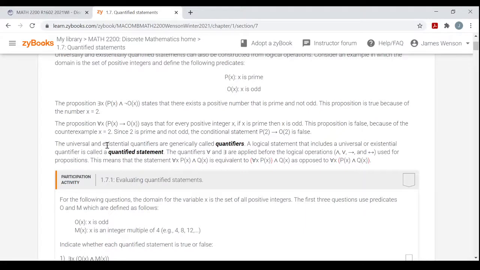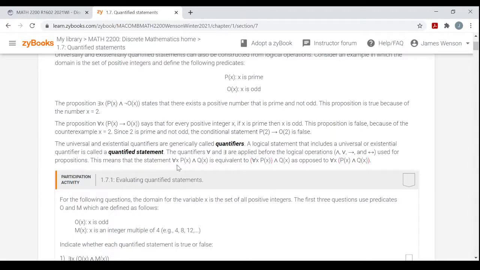Alright, so the universal and existential quantifiers are generically called quantifiers. So simple, right? Just when you hear the word quantifier, you're going to see this upside down A or this backwards E symbol. There exists, or for all. A logical statement that includes a universal or existential quantifier is called a quantified statement, right? So this here earlier is a quantified statement. This also is a quantified statement. The quantifiers, for all and there exists, are applied before the logical operations, right? The and, the or, the implication, the biconditional, etc.